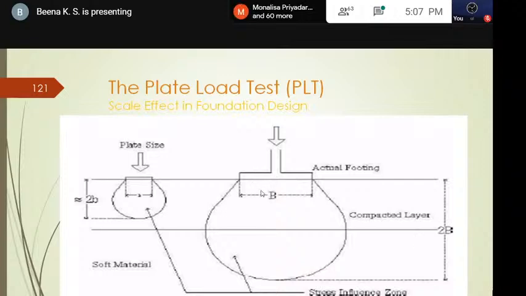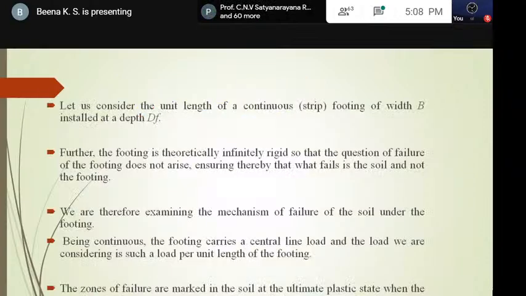Otherwise, we can directly get the bearing capacity, and also, at whatever depth we want, we can put the plate. Apart from the difficulty in putting up the setup and also the cost, this is the technical difficulty or drawback when we use a plate load test.